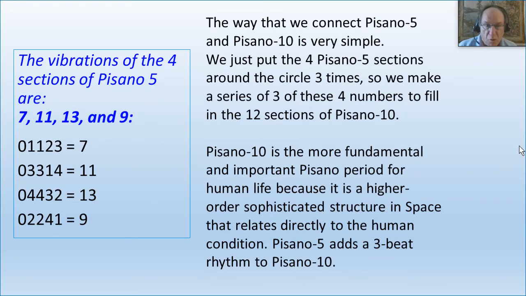And we just put them in there. That's what this slide says. Let me read the bottom paragraph here. Pisano 10 is the more fundamental and important Pisano period for human life because it is a higher order, sophisticated structure in space that relates directly to the human condition. These very low Pisano periods, you might say, are kind of primitive. It's just like organisms starting at single cells. You have to build up. And when you start getting into Pisano 10, you're starting to get into the fullness of life.